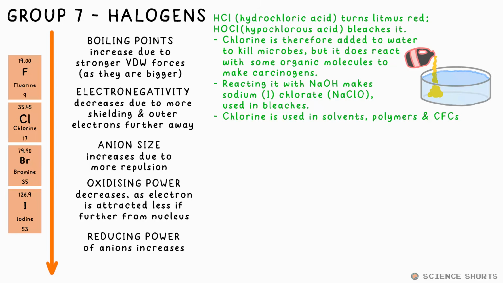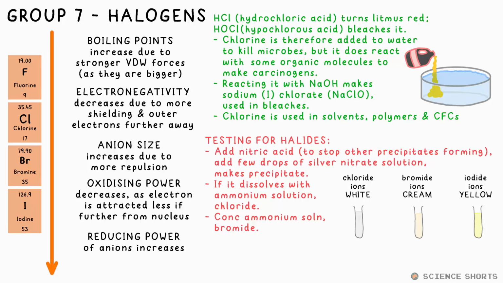Halide ions act as reducing agents, which makes sense as they have an extra electron to donate. Their reducing strength increases down the group, as that electron is further from the nucleus, the bigger the radius of the ion. You might have learned how to test for halide ions for GCSE. We add dilute nitric acid to stop any other precipitates being formed, then add a few drops of silver nitrate solution.